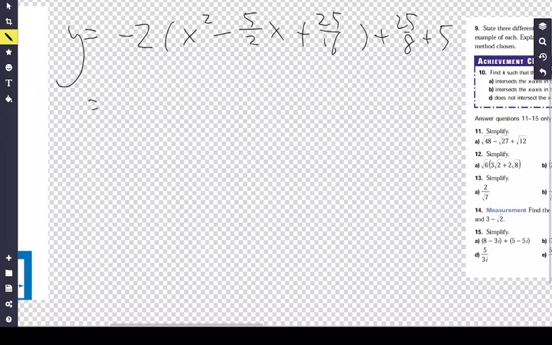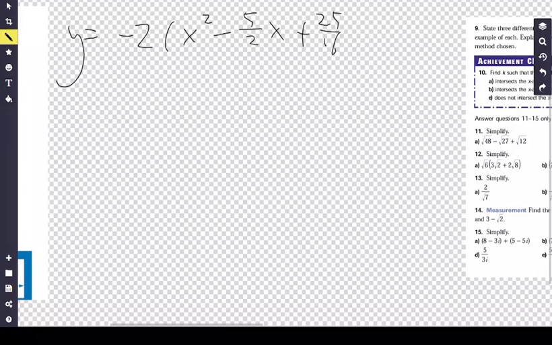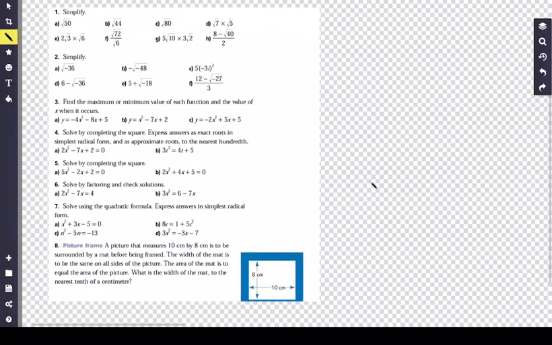And this is going to go ahead and give us -2(x minus 5 over 4) squared plus 40 plus 25, that's 65 over 8. 65 over 8, and this is our vertex, so 5 over 4 and 65 over 8. You should remember most of these from grade 10. If you don't, go back to grade 10. I'm sorry, that was a little mean, but you should review your lessons, review the tests that you had in grade 10 and all of that.